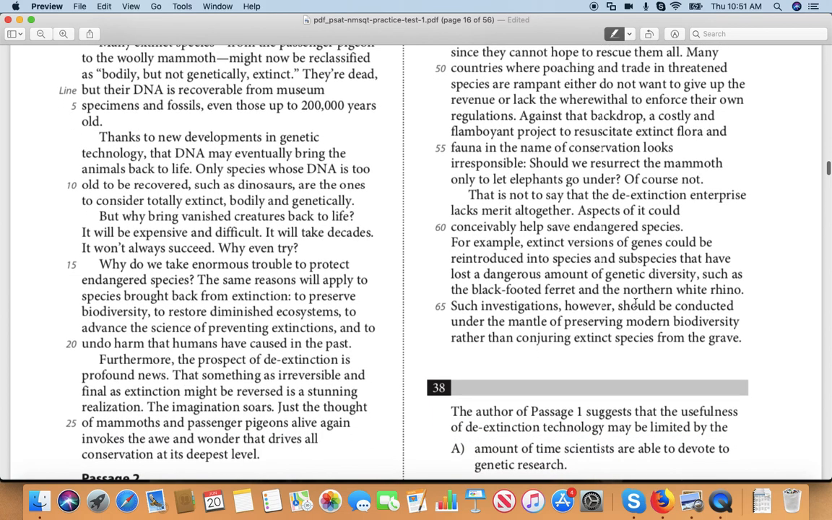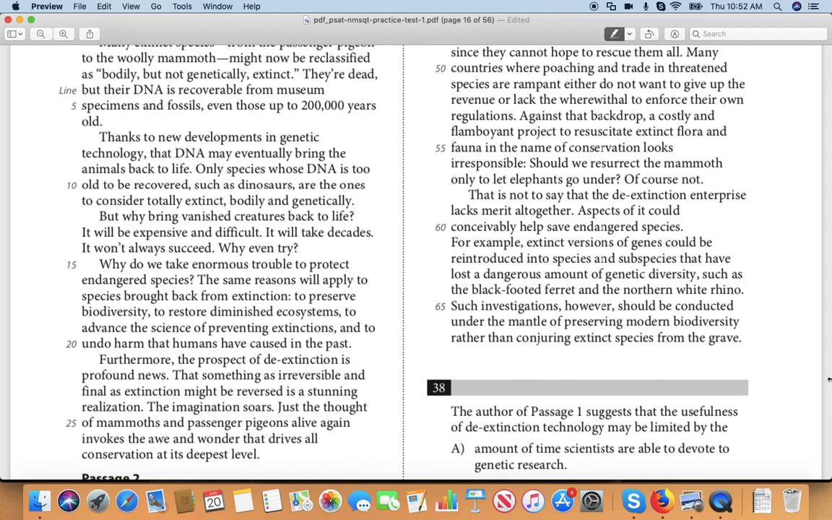That is not to say that the de-extinction enterprise lacks merit altogether. Aspects of it could conceivably help save endangered species. For example, extinct versions of genes could be reintroduced into species and subspecies that have lost a dangerous amount of genetic diversity, such as the black-footed ferret and the northern white rhino. Such investigations, however, should not be conducted under the mantle of preserving modern biodiversity rather than conjuring extinct species from the grave.